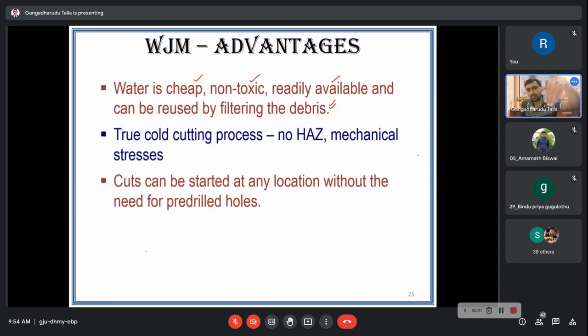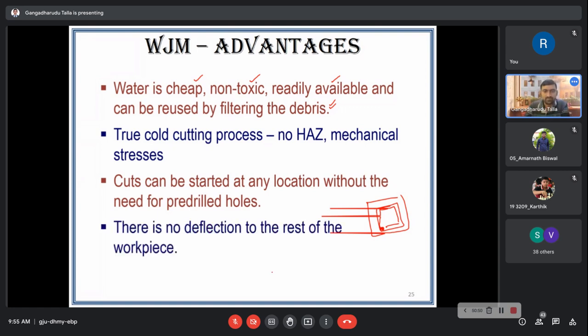If you talk about any milling process, if you want to cut any geometry suddenly from inside, you may have to drill a hole first of all, then put your cutter there, then move it, if the depth of cut is high. That is not required here. There is no deflection to the rest of the workpiece.